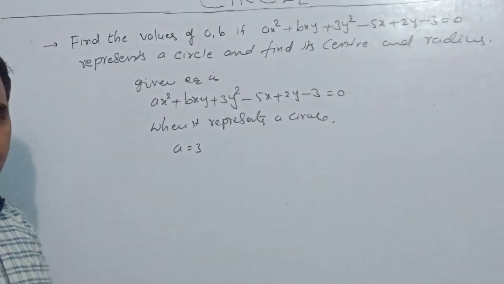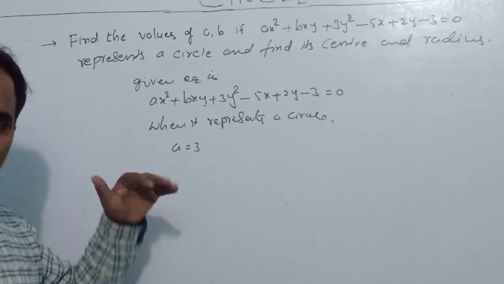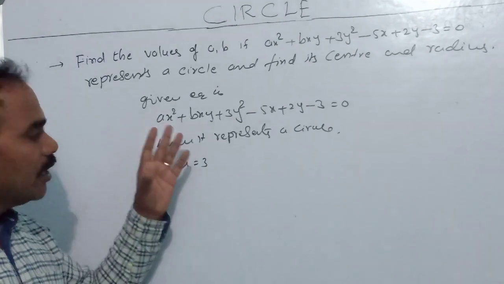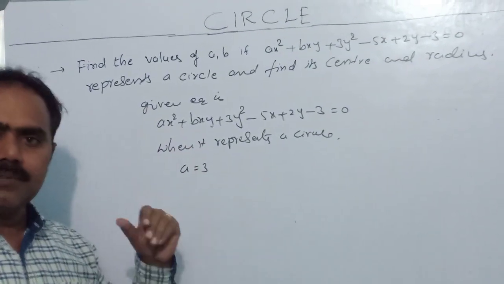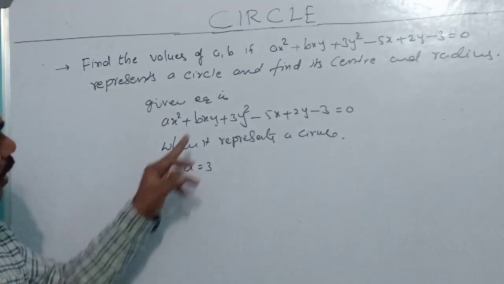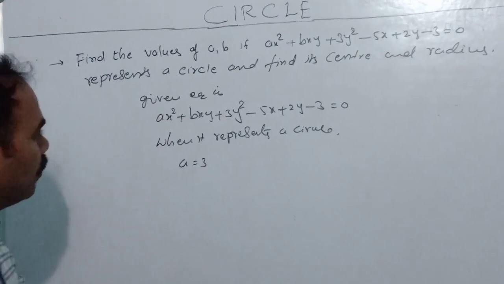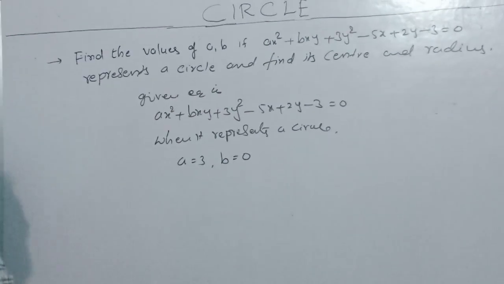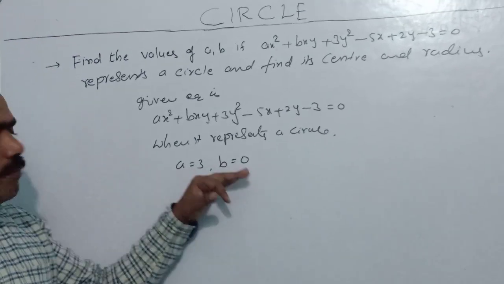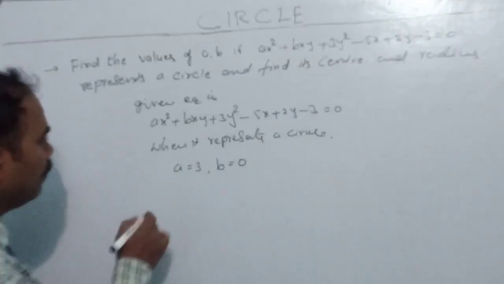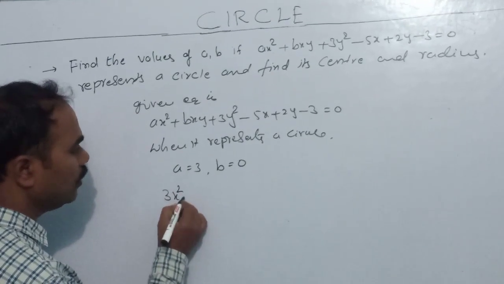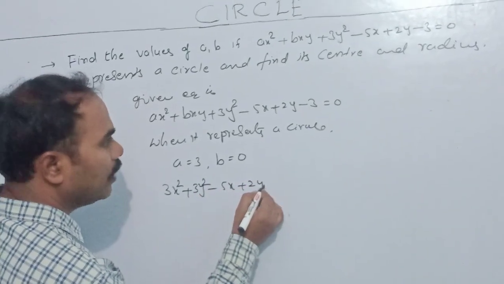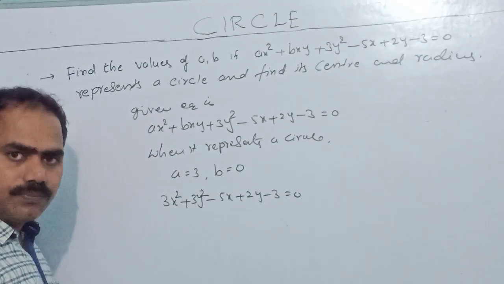And the other condition for the second degree equation to represent a circle is that there should not be an xy term in the equation, so the xy coefficient must be 0, where the xy coefficient is b, so b is equal to 0. When a equals 3, b equals 0, the equation becomes 3x square plus 3y square minus 5x plus 2y minus 3 equals 0.